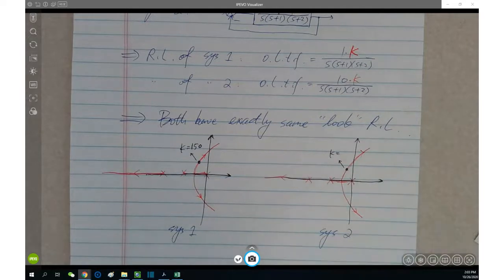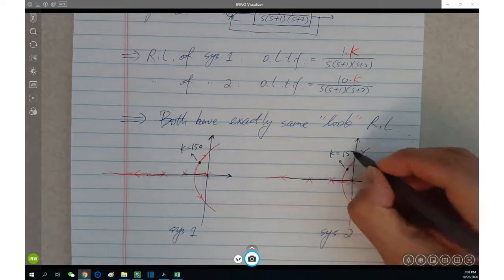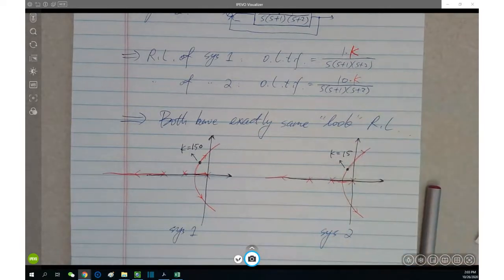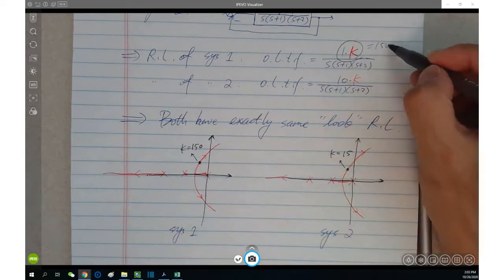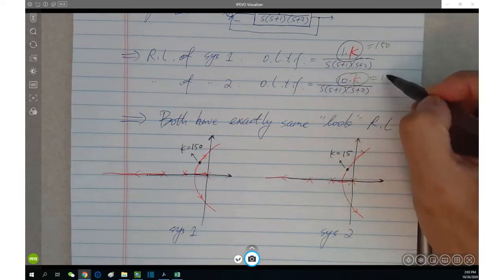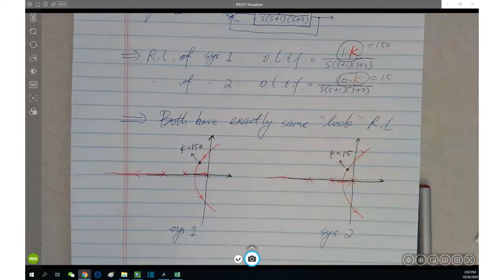Same location. Very good, 15. Basically, this one equals 150, and this one equals what? 15. Reaching the same location, however, your K value is different. Does it make some sense? Sure, no problem. Good.